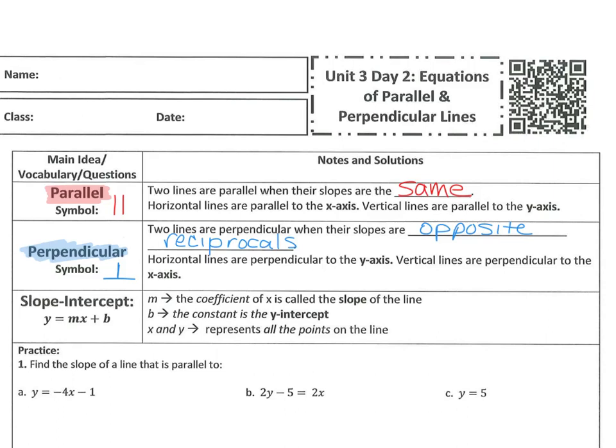Okay, so review again, vocabulary. Parallel lines, here's the symbol. Two lines are parallel when their slopes are the same. Check, we found the same number in our Find Someone activity.